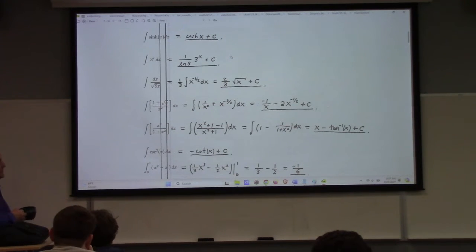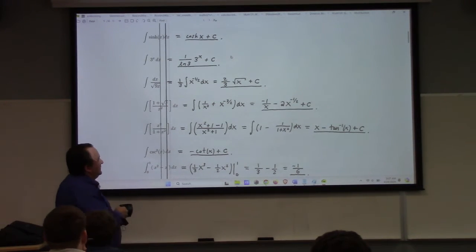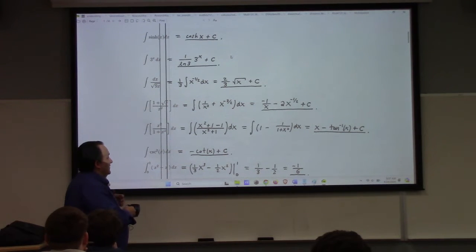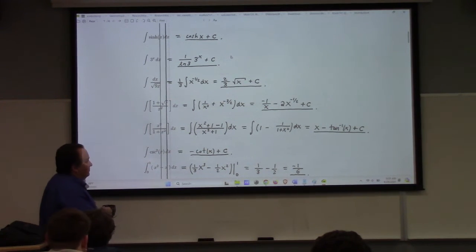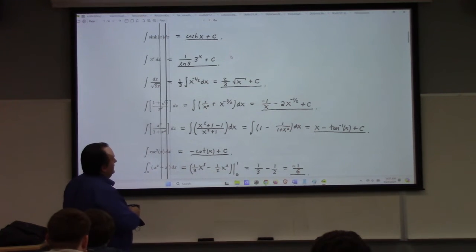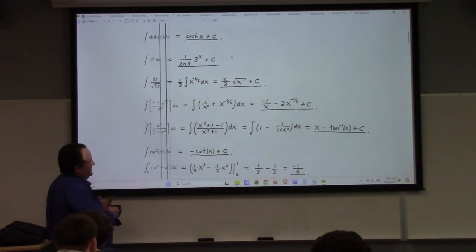dx over 3 times the square root of x, integrate, that's 1/3 x to the minus 1/2. So you add 1, minus 1/2 plus 1 is 1/2, divide by 1/2, and what? Oh, I was about to say, where's the 3 coming from? Oh, it's in the problem. So I get 2 over 3 times the square root of x plus a constant.